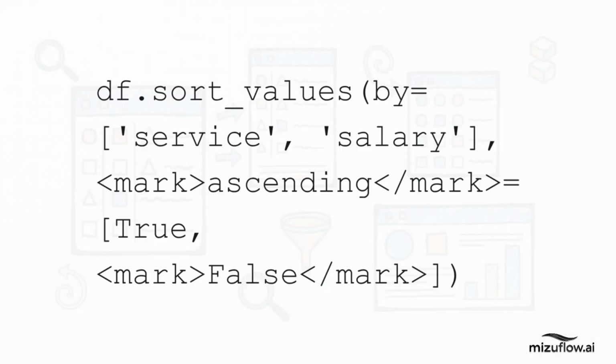And check out how simple the code is in Pandas. It's just sort values. You just tell it what to sort by. For us, that's service first, and then salary. And here's the cool part. You can control the direction for each one. We want service to be ascending, so from lowest to highest, and we want salary to be descending, highest to lowest. Makes perfect sense, right?